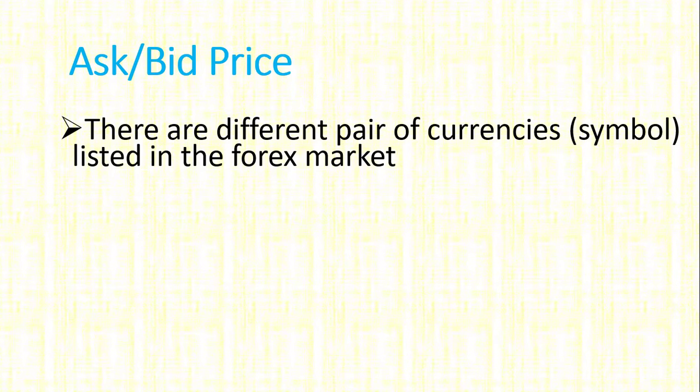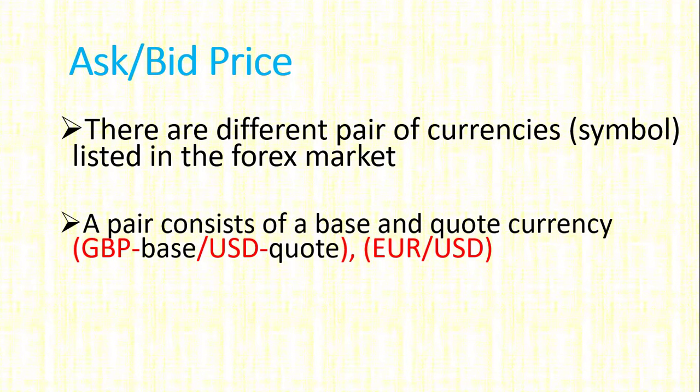In the Forex market, you'll find there are a different number of currency pairs listed, and each pair is referred to as a symbol on the trading platform. Each pair consists of both a base and a quote currency. Like in this example here, we have the sterling pound and the US dollar. The sterling pound is the base and the US dollar is the quote. In the same way, the euro here is the base and the US dollar is the quote currency. So always the first currency is the base and the second currency is the quote currency.